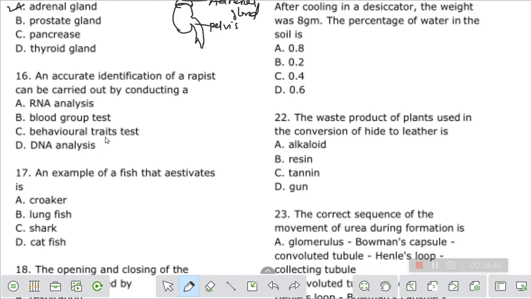So, give us an example of a fish that estivates. Estivation is just like those things that some organisms do, an adaptation mechanism. Is it the cracker? Is it the lungfish? Is it the shark? Is it the catfish? Estivation is just like hibernation. The answer is lungfish, to be precise.